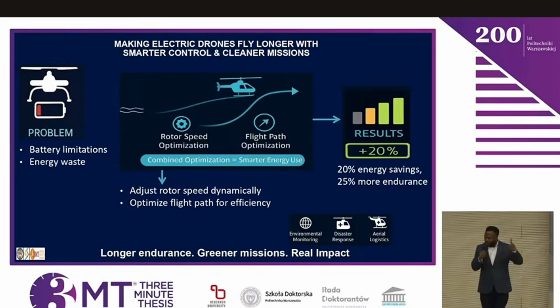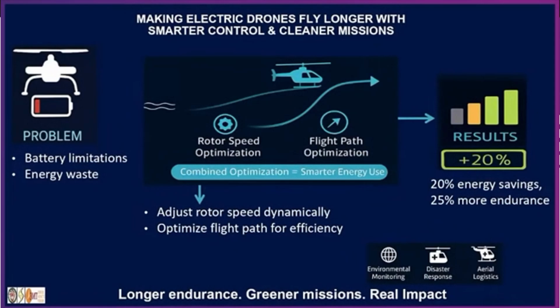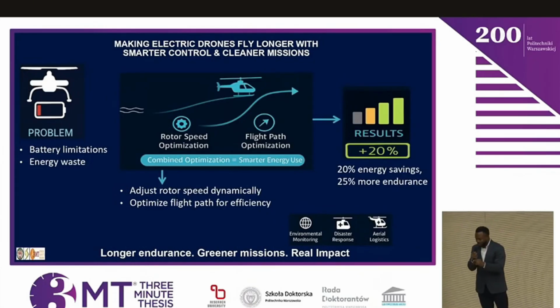Electric UAVs, especially helicopters, have a serious limitation: endurance. The more they spend time climbing, hovering, changing direction, the more energy they consume. Once the battery drains, the mission ends, whether the job is done or not. So the challenge isn't just battery size. It is how efficiently the UAV uses energy during flight.